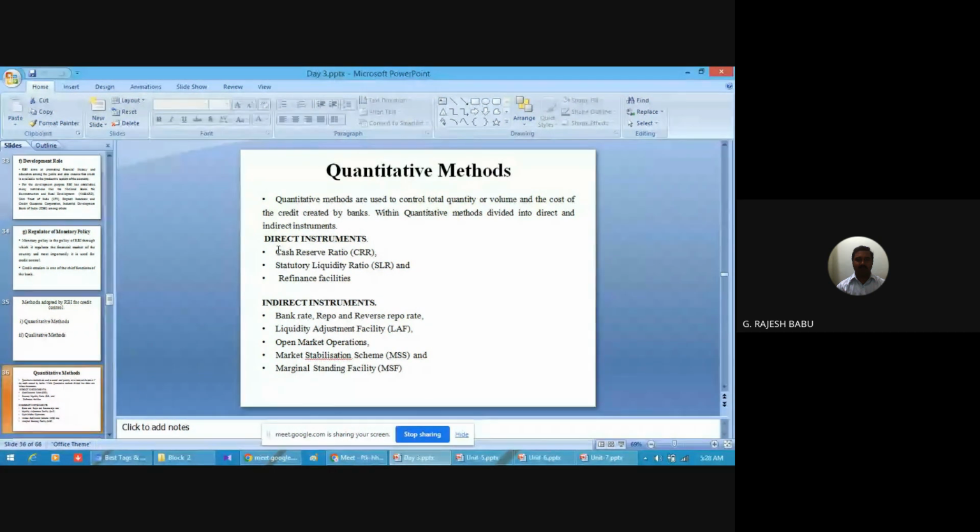The repo, reverse repo, and overnight variable rate repo auctions, and overnight variable rate reverse repo, are components of LAF. Then open market operations. Third one, indirect instruments. First one, bank rate. Second one, liquidity adjustment facility. Third one, open market operations.